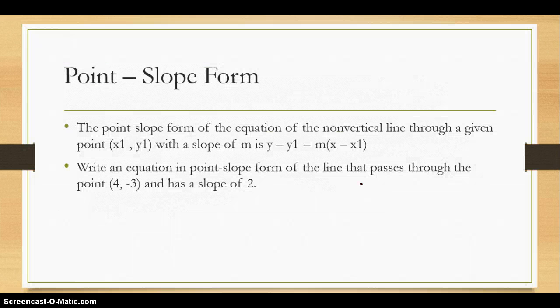So what is that? The point slope form of the equation of a non-vertical line through a given point (x1, y1) with the slope of m is written as y minus y1 equals m(x minus x1). So to be able to write an equation in point slope form, you are given one coordinate point, one ordered pair, and the slope m.